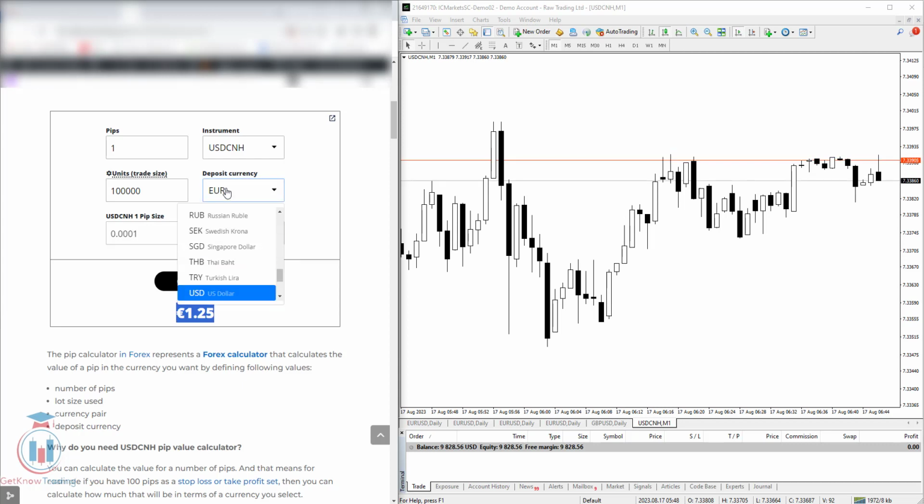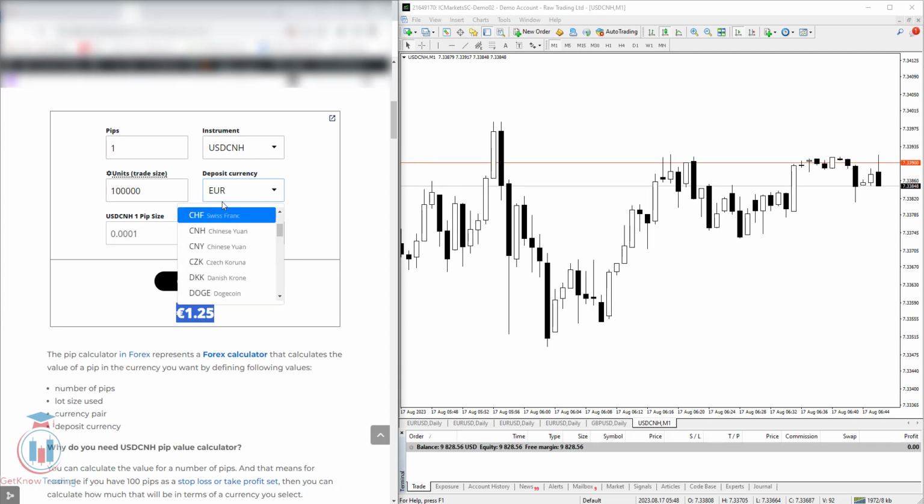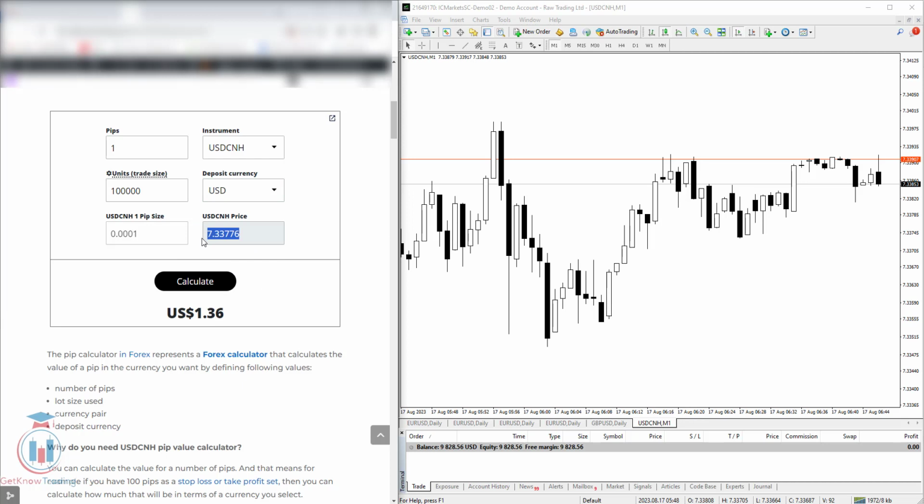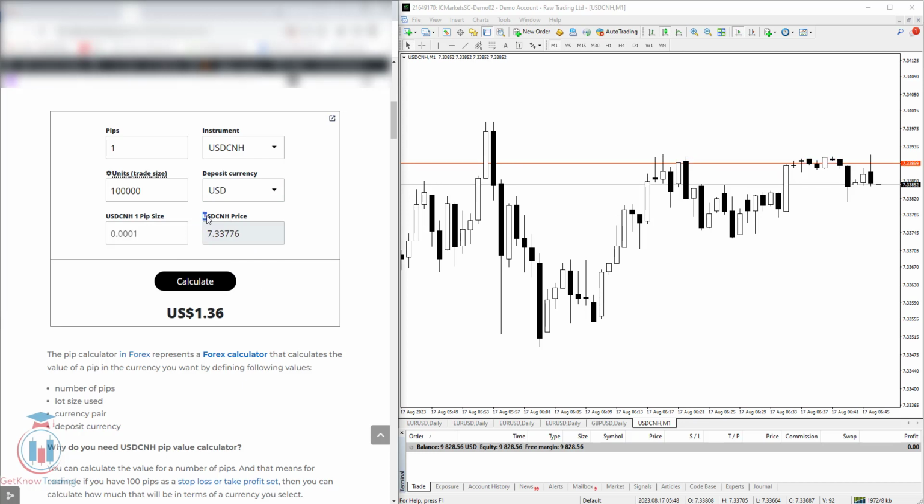If you use US dollar, if you put USD, here the additional currency price is the same as US dollar Chinese currency, so the calculator doesn't use any additional currencies. So when you click calculate, you get that the value for 1 pip is equal to 1.36 US dollar.